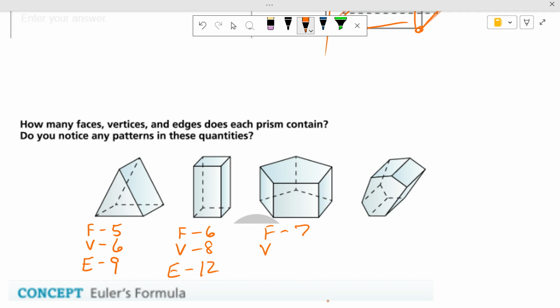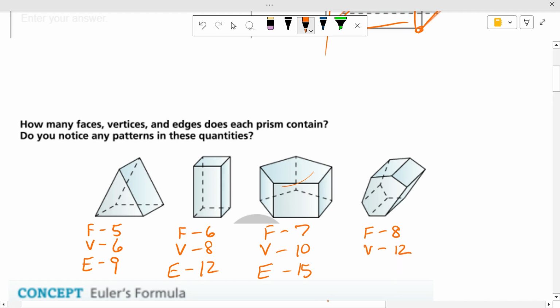How many vertices? Well, there's 5 around the top, 5 around the bottom, which is 10. How many edges does it have? Well, 5 around the top, 5 around the bottom, and 5 that connect them, which is 15. Hexagonal prism. How many faces? Well, there's 6 around the sides, the top and the bottom, to make 8. How many vertices? 12. How many edges? 18.